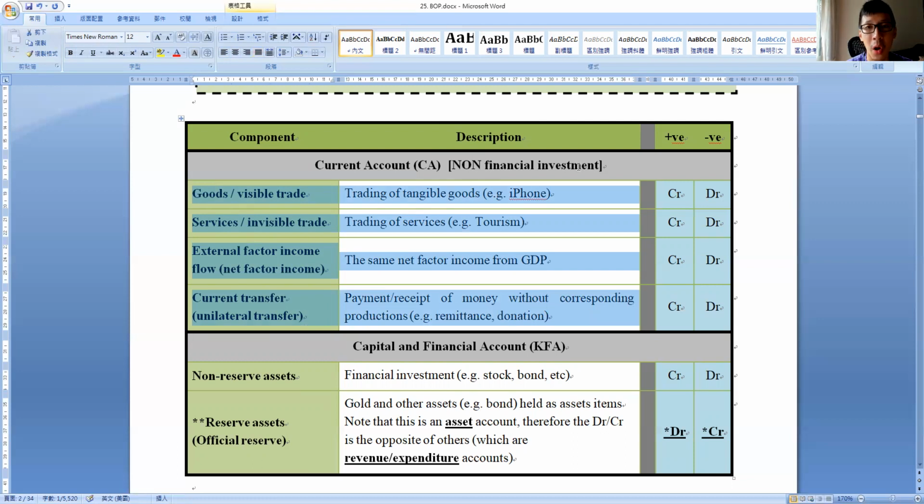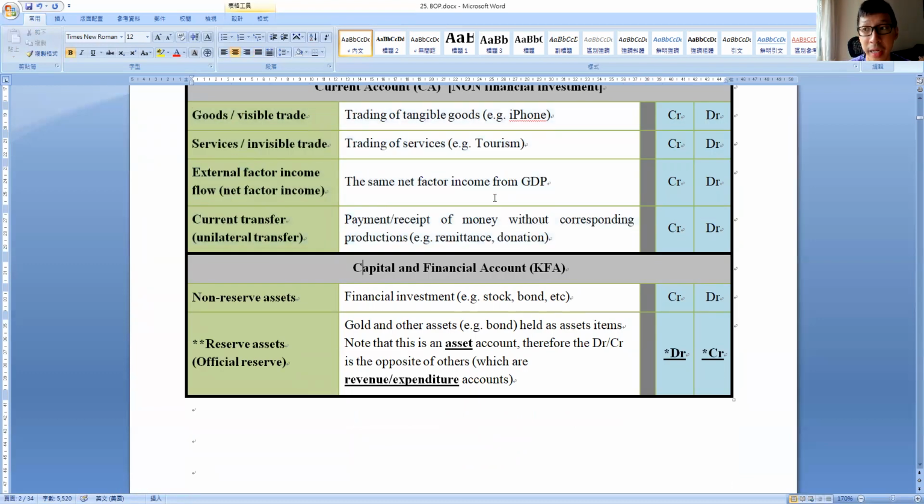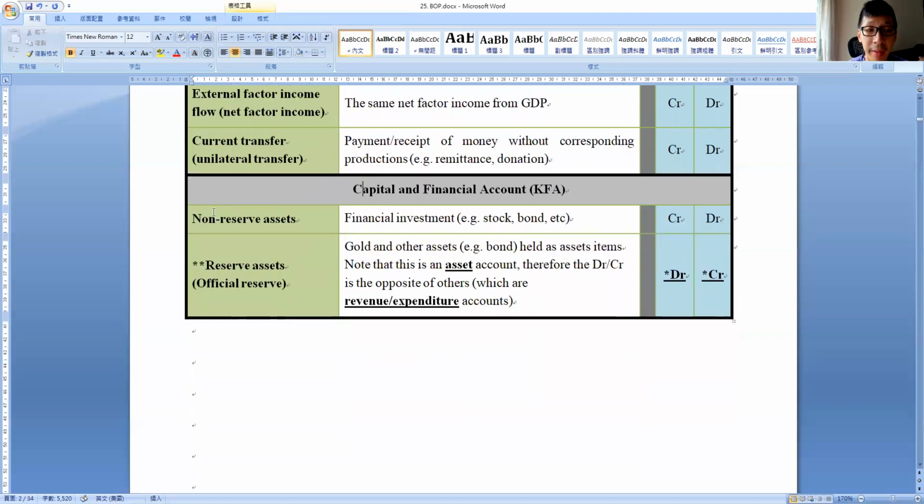They are all not financial investment. So what about financial investment? Financial investment would be counted in capital and financial account. In fact, capital and financial account counts two things. One of them we will tackle in the next video. The first, we call it non-reserve asset, basically financial investment, stocks, bonds, and so on. Add it down here yourself. Or when we talk about property, buying a house, property also belongs to financial investment.